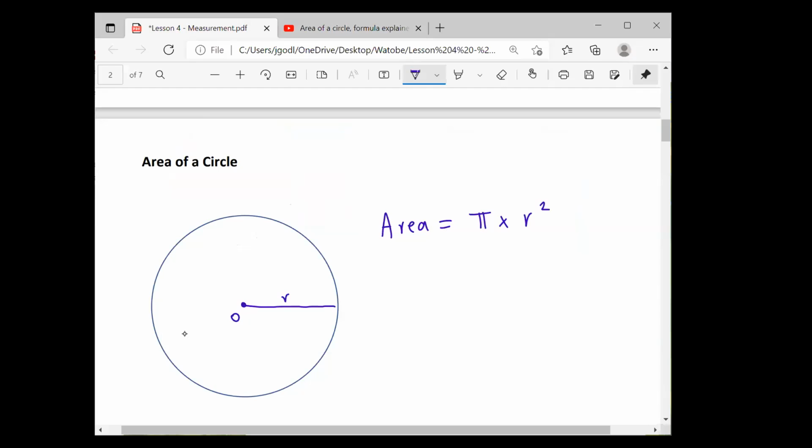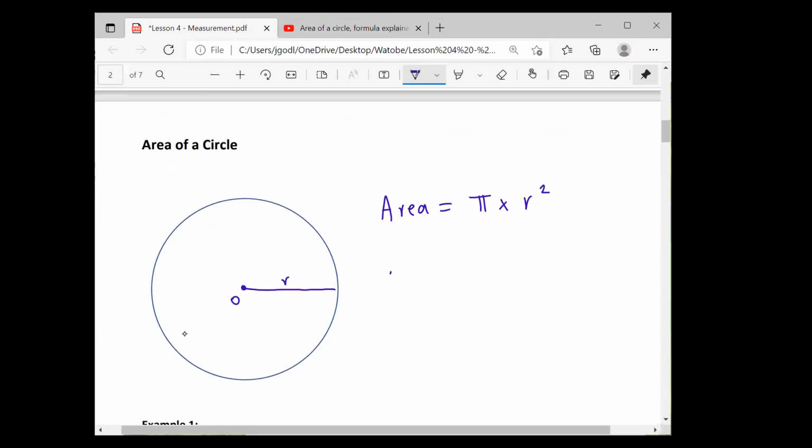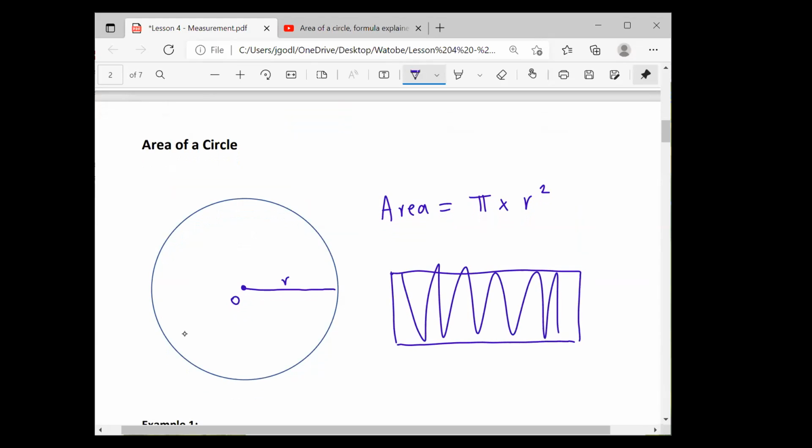So if we go back over here, what we've created is a big rectangle that's been made up of all these little pieces of the circle. You know what I'm talking about because you've just seen the nice video where it's nice and neat. And this whole length here is half of our circumference.